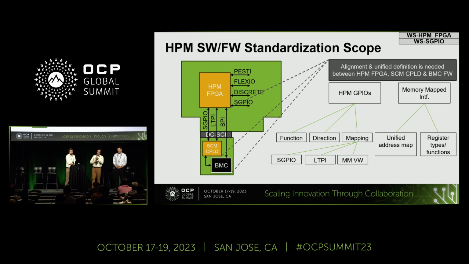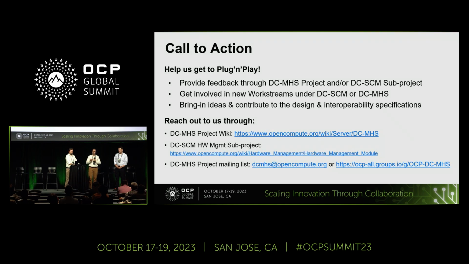The idea here is to develop a framework where these host processor module GPIOs are defined and described via configuration files or discovery mechanisms that need to be defined in this workgroup, as well as the registers within the memory mapped interface. They need to be common or at least known by the BMC. So as Phillip was mentioning, you load a lot of configuration files in your BMC or the DC-SCM, and without needing to recompile the binaries, you get into an interoperability state and hopefully into a plug and play scenario, right? That's our long-term goal. So the call to action here is to help us get into plug and play.